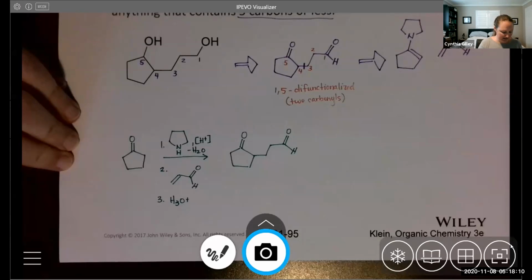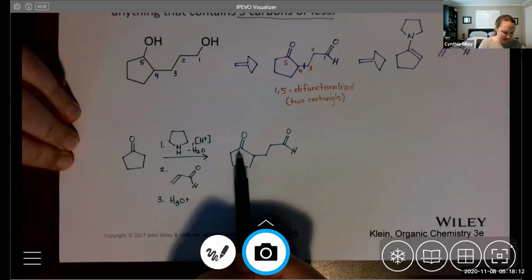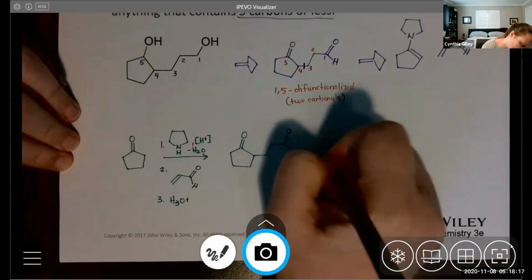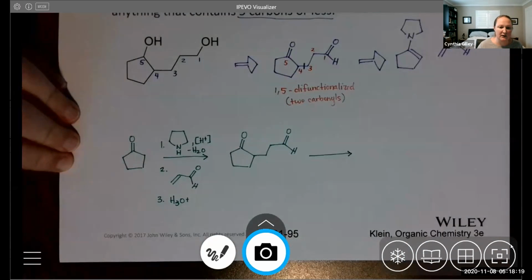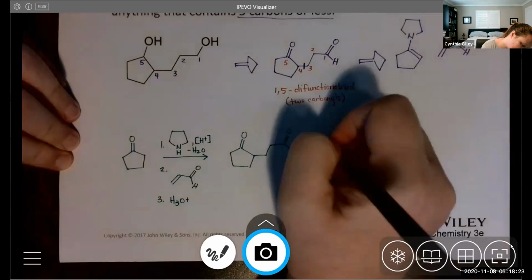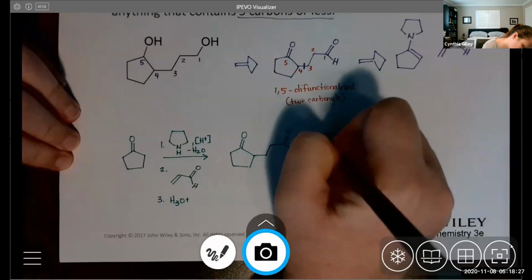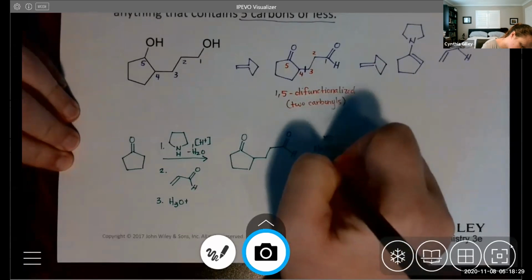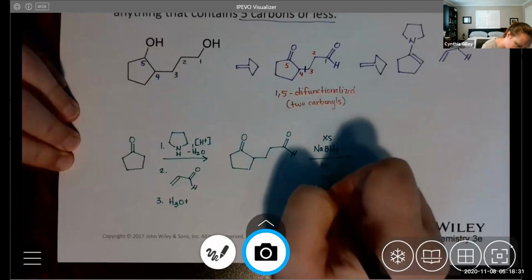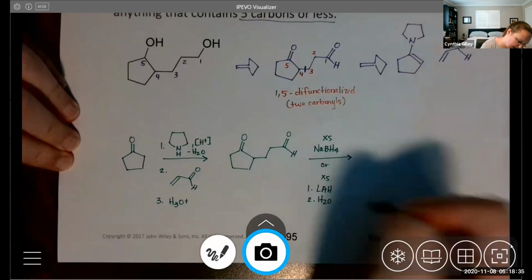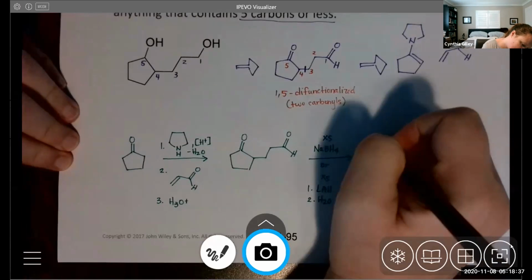Okay, and then again, we can just reduce these 2 carbonyls using either sodium borohydride or lithium aluminum hydride. So you can basically say excess sodium borohydride, right, or excess LAH. And that will give us the product.